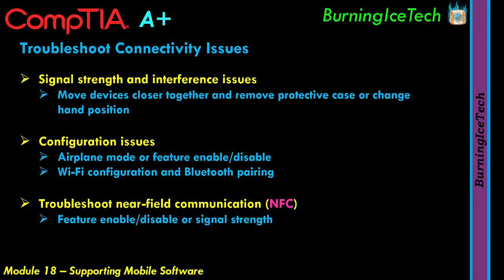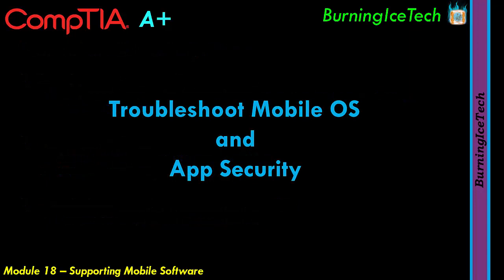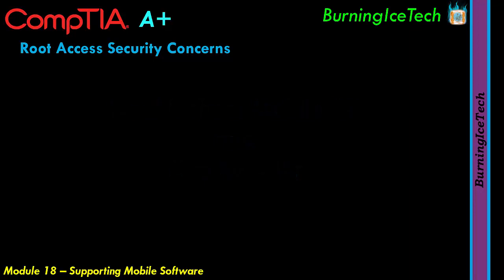Alright, so that brings us to the end of the second main section. Moving into the third, the last one, troubleshoot mobile operating system and app security. The only thing that's actually changed is the last word in that title. All right, the first thing we'll talk about here is root access security concerns. When I say root access, I think a lot of you guys might not know what I'm talking about. You might have never seen this, you might never have heard of this. Root access, for those who don't know, is basically when you unlock your phone or your tablet's hidden developer options.